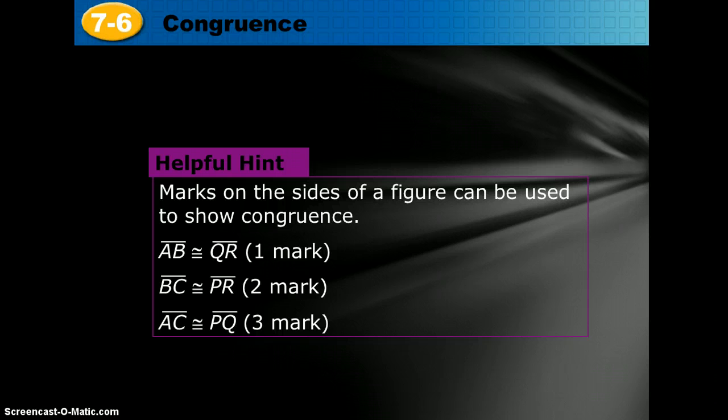Recall that if you see a figure, it's helpful to know that two sides are congruent if they have the same amount of marks. For instance, if side AB was congruent to QR, they would be marked with a single mark. BC, if it's congruent to PR, might be marked with two marks, and AC, if it's congruent to PQ, could be marked with three marks. This is a way of simply just matching up sides of a polygon.